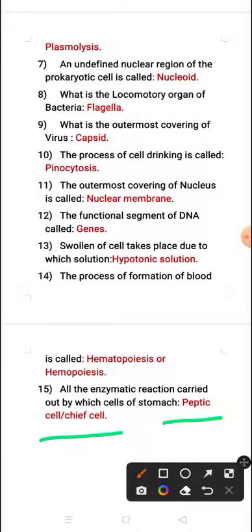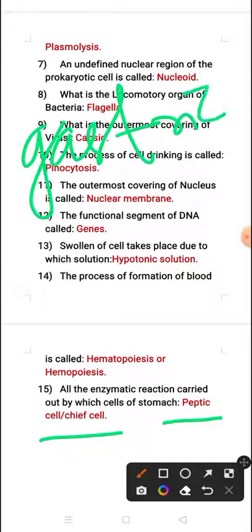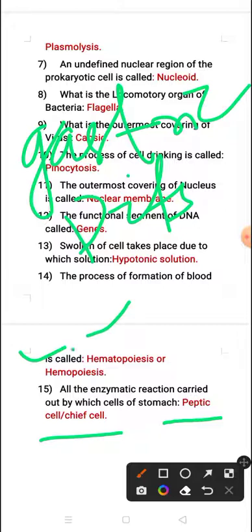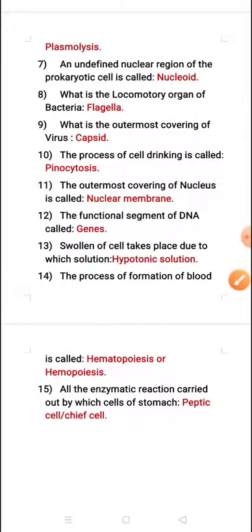Out of the mucosa layer, what happens? On the mucosa layer, there are pits. That is called gastric pits. Gastric pits. Clear? The innermost layer of the stomach is called the mucous layer. In the mucous layer there are pits. Suppose this is the layer, and these are your pits here. See here, now I am explaining.